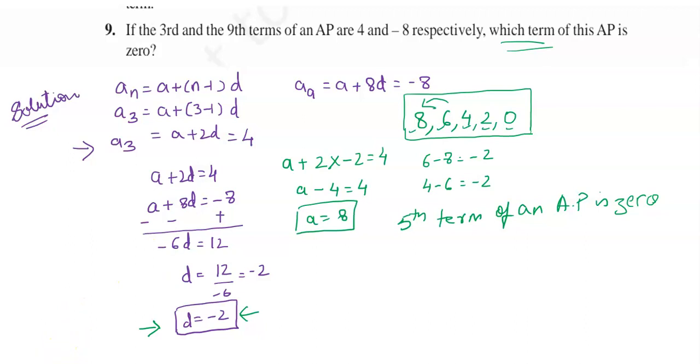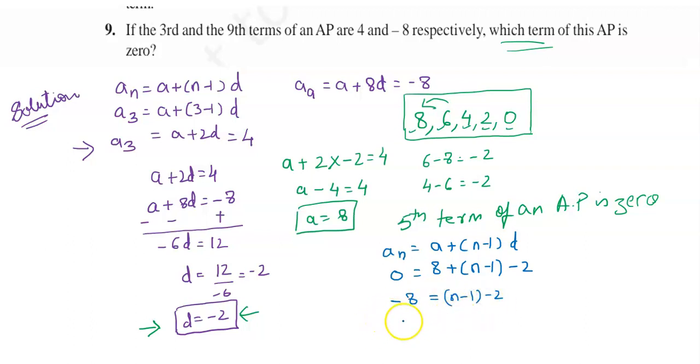So let me change the ink, it will be easy for you to differentiate. We'll take this blue. So we know an is equal to a plus n minus 1 into d, right? The question is saying which term of an AP is 0. So what is the value of an? 0. What is the value of a? The value of a is 8, and we have to calculate n minus 1 into d. What is the value of d? Minus 2. So here it will become minus 8, right, is equal to n minus 1 into minus 2.